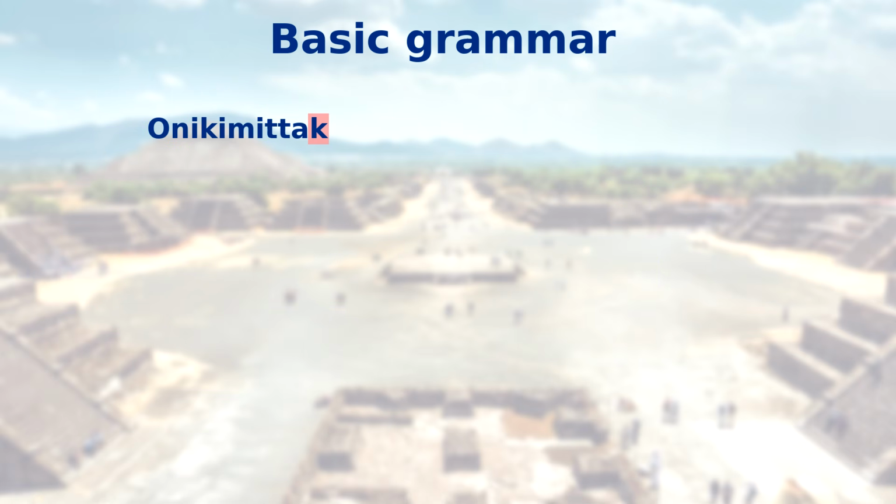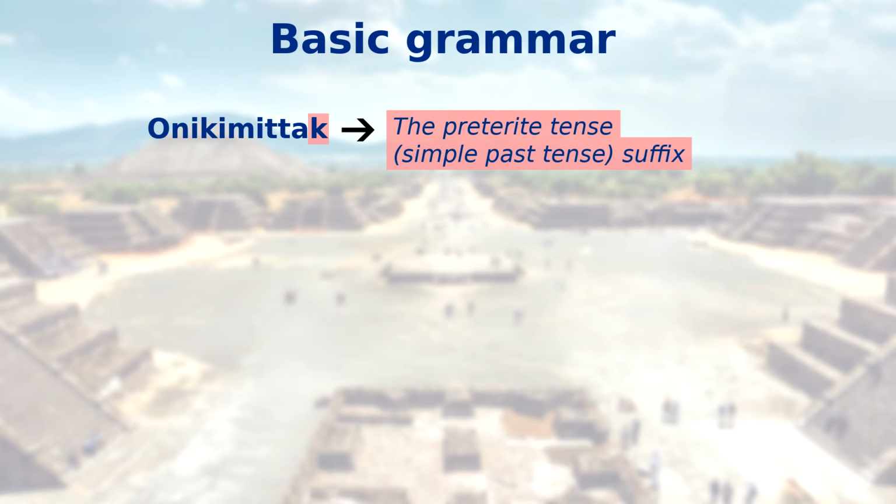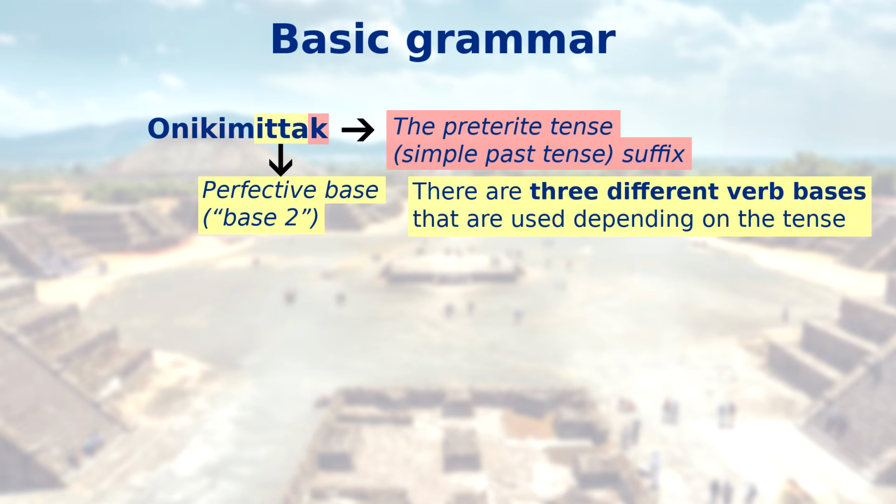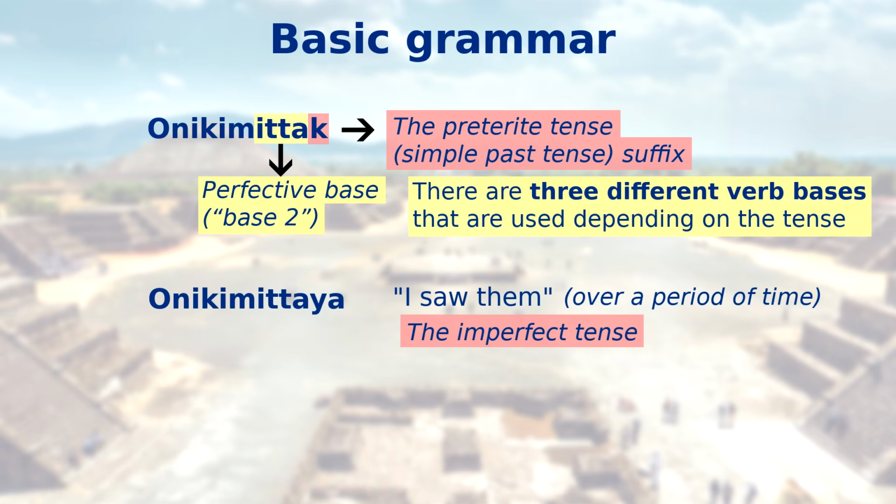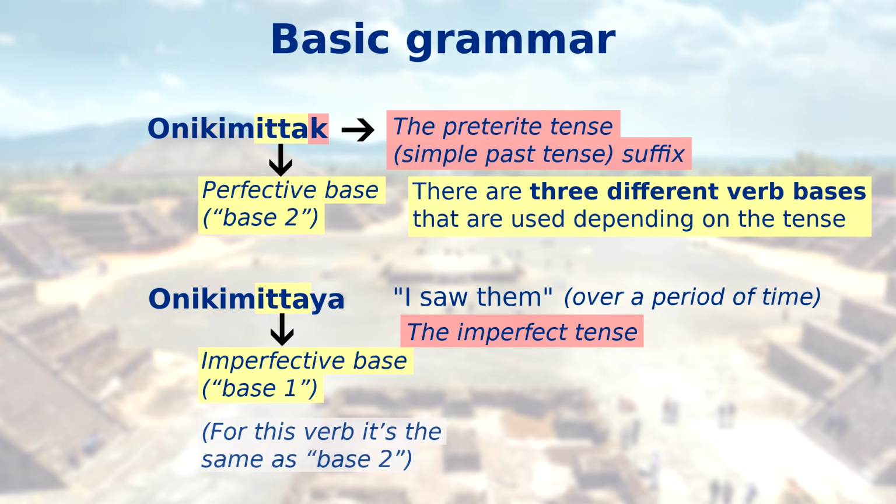As I mentioned before, this contains the preterite tense or simple past tense suffix k. This is suffixed to the verb's perfective base, or base 2. There are 3 different verb bases that are used depending on the tense, though in some cases they take the same form as each other, depending on the verb. If we wanted to use the imperfect tense, we would need to use the verb's imperfective base, or base 1. For this verb it's the same as base 2 from a moment ago.